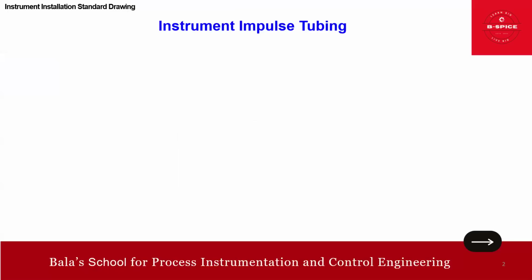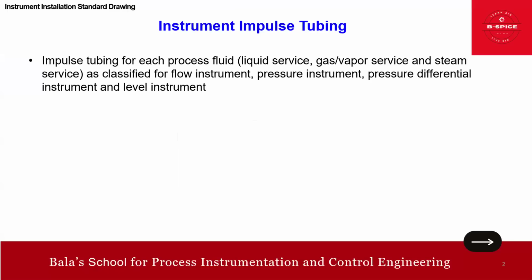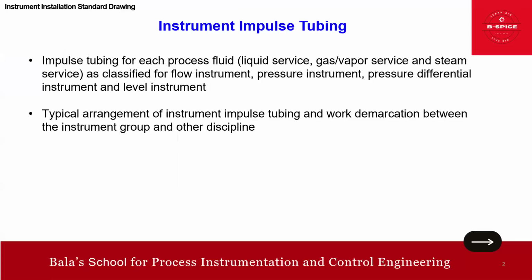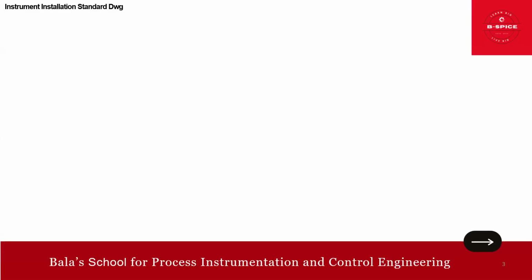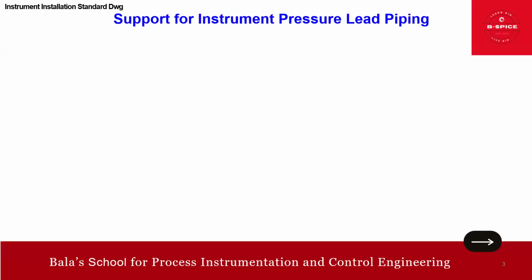Okay. So basically, this drawing is prepared and highlighted with the impulse tubing for each process fluid, in the sense of liquid, gas or vapor, and steam service, for each type of measurement like flow, pressure, differential pressure, and level. So the typical arrangement of the impulse tubing, how you are routing, what is the slope, and also the work demarcation between the instrument group and other disciplines. All those details will be part of this drawing. Okay, let's move on with the details.